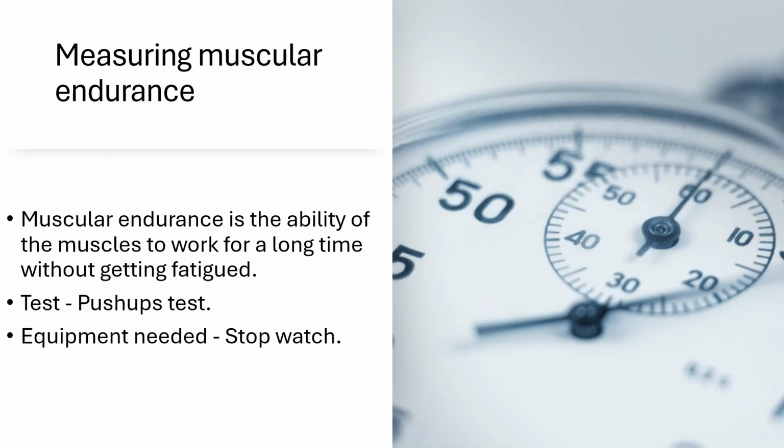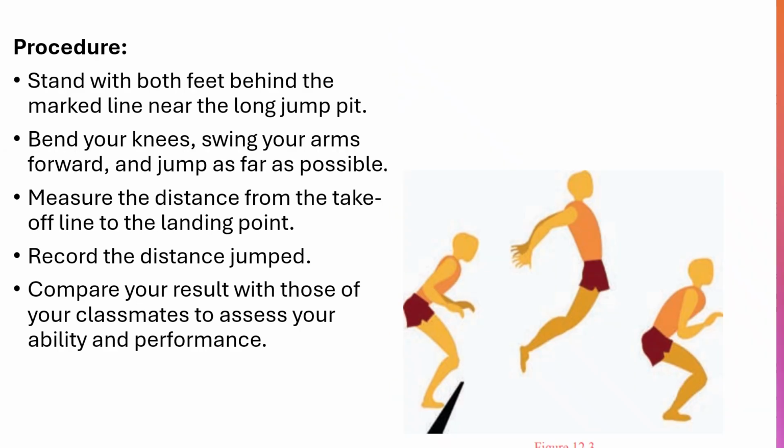Measuring muscular endurance. Muscular endurance is the ability of the muscles to work for a long time without getting fatigued. Test: push-up test. Equipment needed: also a stopwatch. Procedure: stand with both feet behind the mark line near the long jump pit. Bend your knees, swing your arms forward, and jump as far as possible. Measure the distance from the takeoff line to the landing point. Record the distance jumped. Compare your results with those of your classmates and assess your ability and performance.